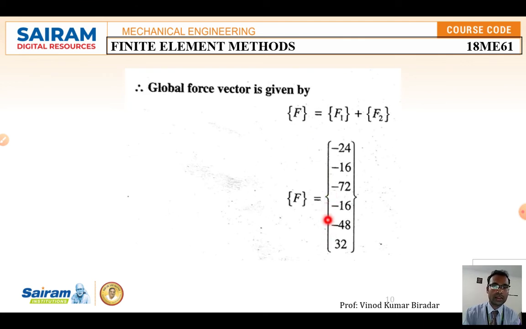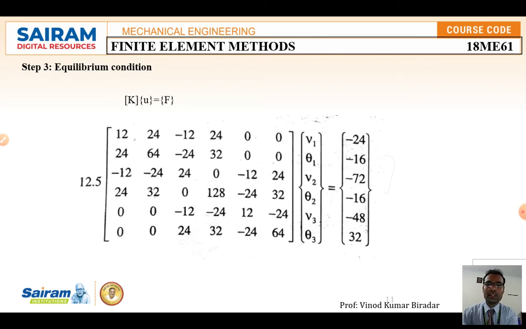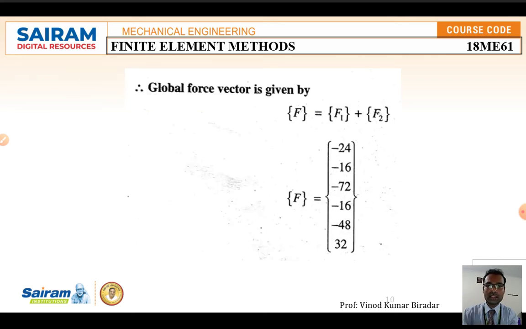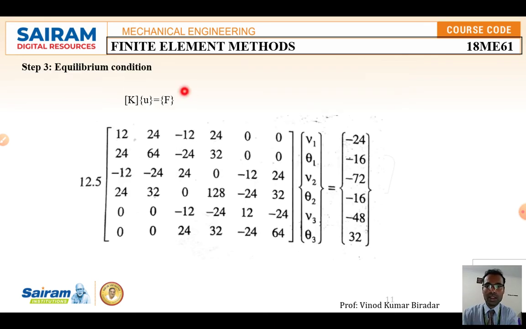Okay, so after calculating the global force vector, you have to substitute the equilibrium condition, that is Ku is equal to F. So this K value is already calculated here. Substitute the K value in this equation. So the displacements V1 theta 1, V2 theta 2, V3 theta 3, and the force value.